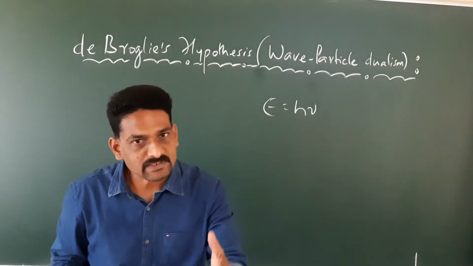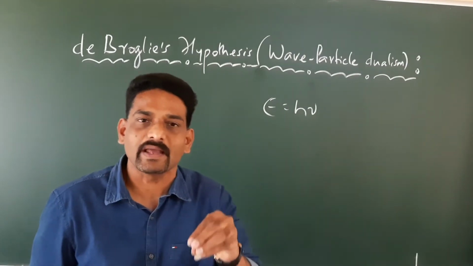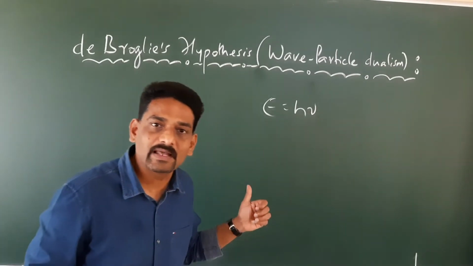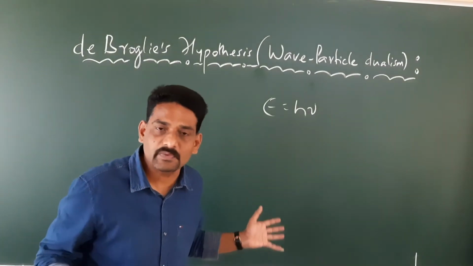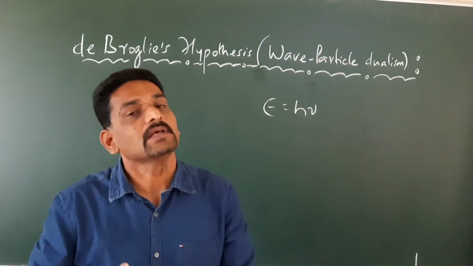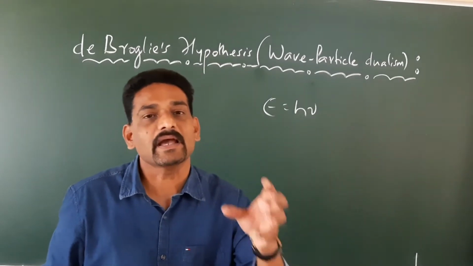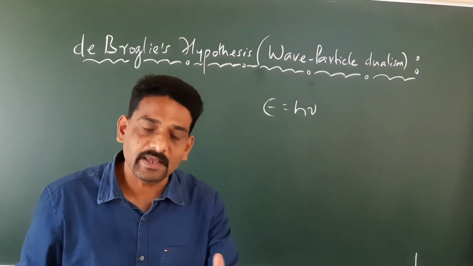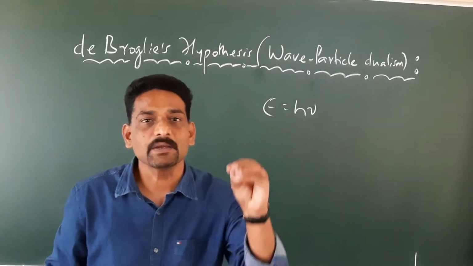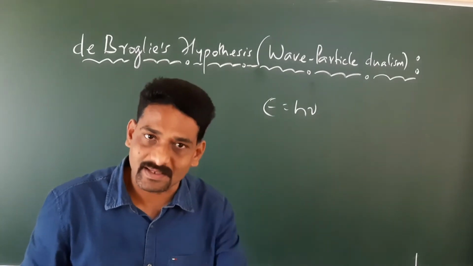The Compton scattering experiment and the photoelectric effect are the two clear examples to say that light is behaving like a particle. Otherwise, you cannot explain either the Compton scattering phenomenon or the photoelectric phenomenon by considering light as a wave. We can explain both these phenomena only if we consider light as made up of particles. So light is behaving like a particle.